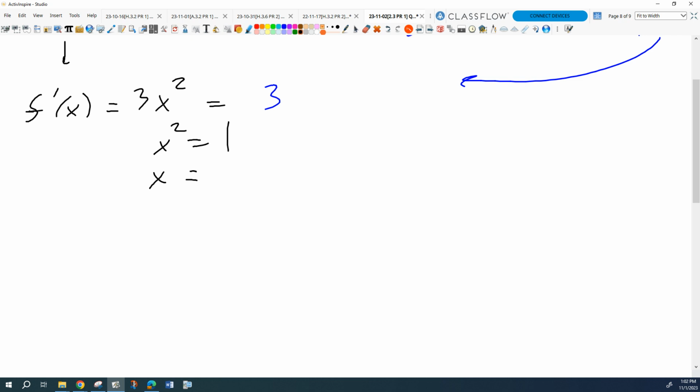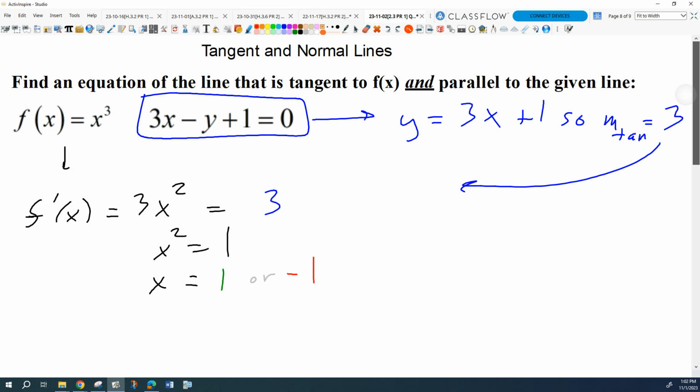Yeah, we get 2 answers. x equals, we'll color code this, 1, negative 1. Whoops. Right? Those are the places. Okay. Let me get that right. 3x squared equals 3. Yeah. Make sense? So then if we want to know what the equation of the line is, how would we do that?